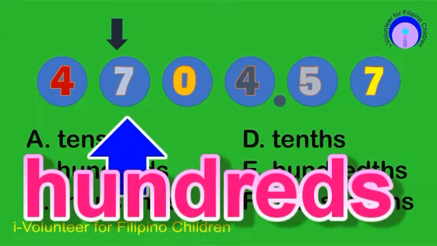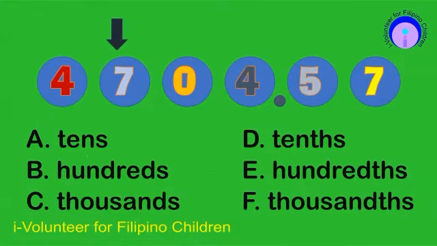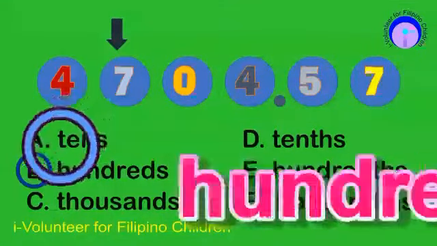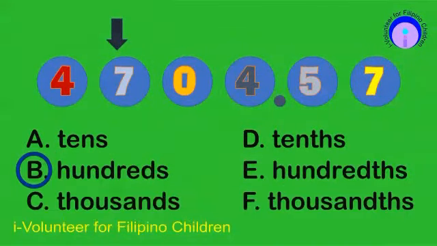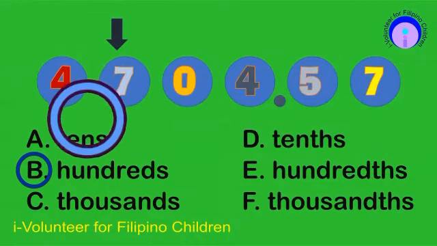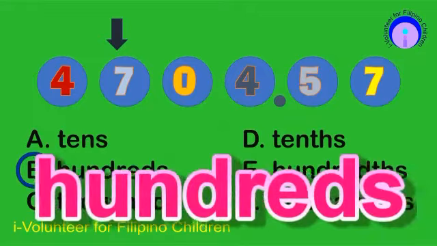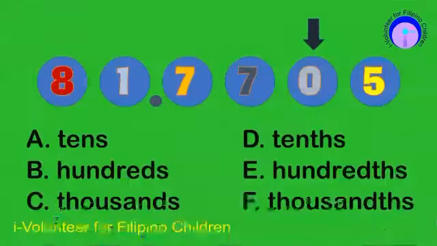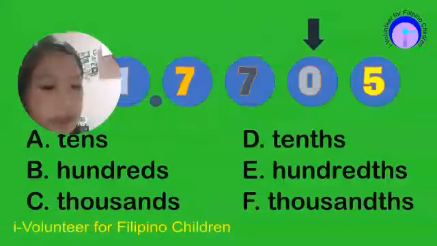hundreds. Tama kaya si Arky at Josel sa kanilang answer? Tama! It's letter B. Hundreds. Digit 7 is in the hundreds place. What is the place value of the digit 0? 0 is F. Thousands.